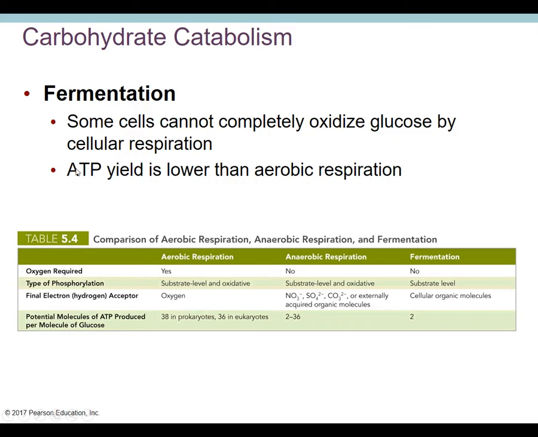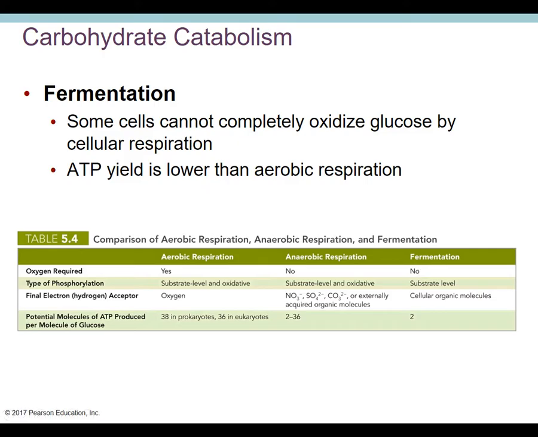Fermentation, though, is, like I said, something some organisms have to do, and you get a lot less ATP from that. All right. So the thing you need to know here is that aerobic respiration would require atmospheric oxygen, O2. Anaerobic respiration does not require atmospheric oxygen, and fermentation does not require it.